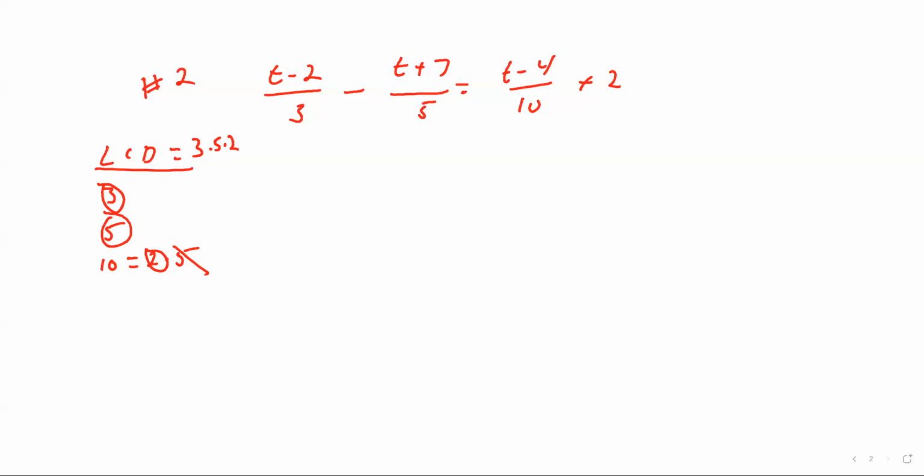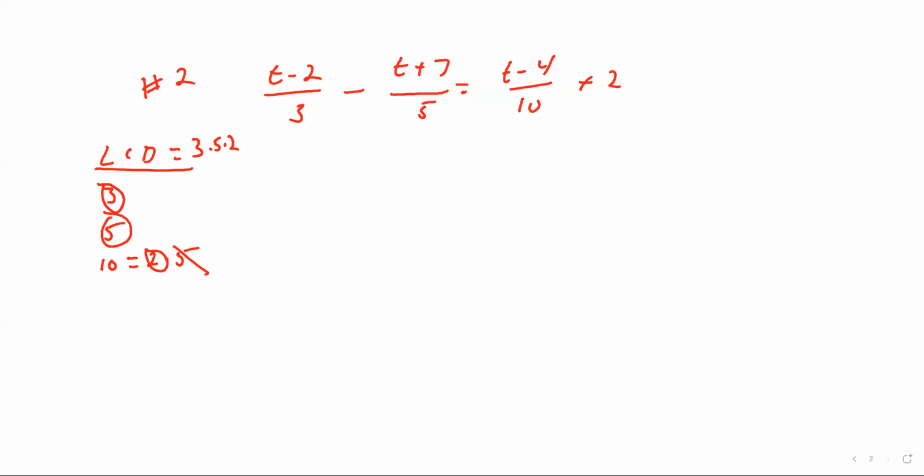So for instance, if this was 15 and I had 3 and 5, I'd write 3. Obviously there's nothing there. I would write 5. I would cancel this 5 and this 5. And then I wouldn't have to write 5 again. So just keep that in note.